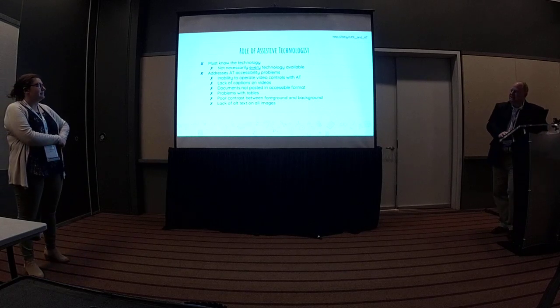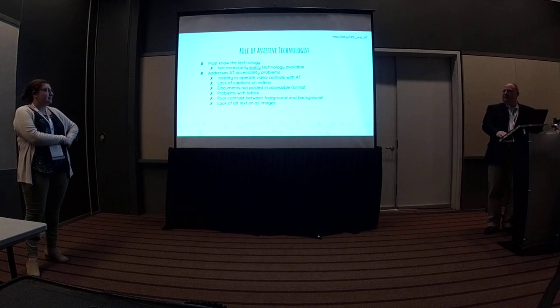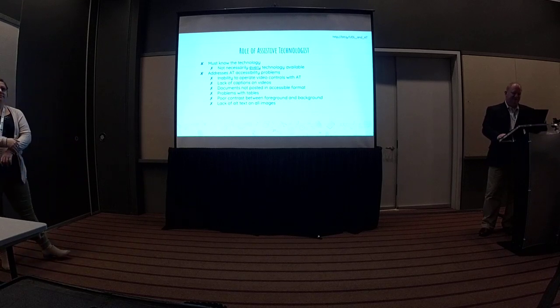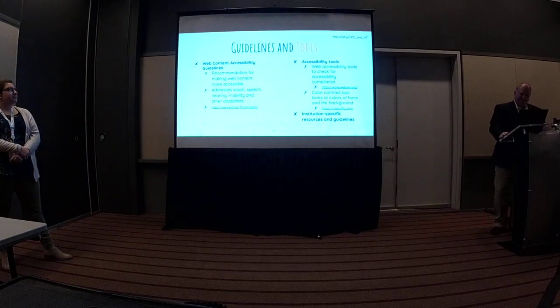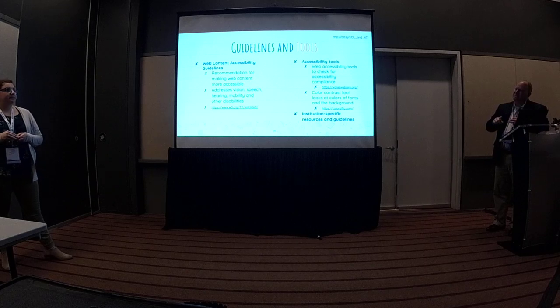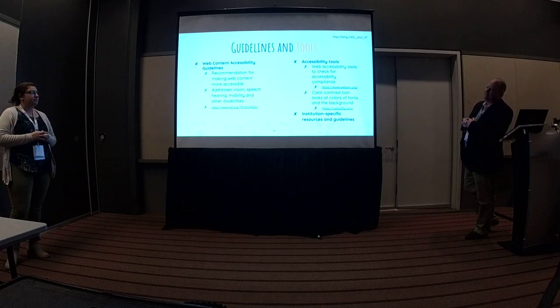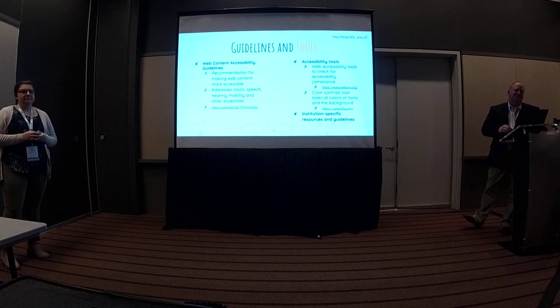But the most common is probably a lack of alt text on images. If that's the case, a screen reader will just describe it as "picture," and it doesn't help the people digesting this information, it doesn't let them know what it is. So the Web Content Accessibility Guidelines address vision, speech, hearing, and mobility, and it's a series of recommendations to make your web content more accessible to the consumer.